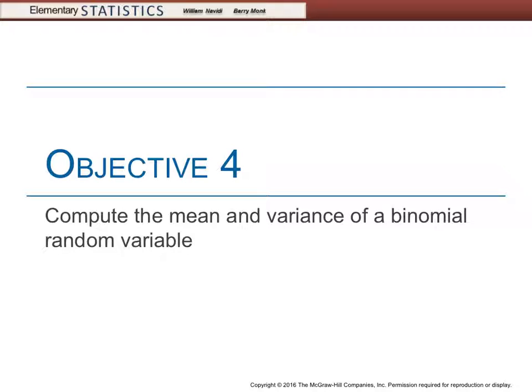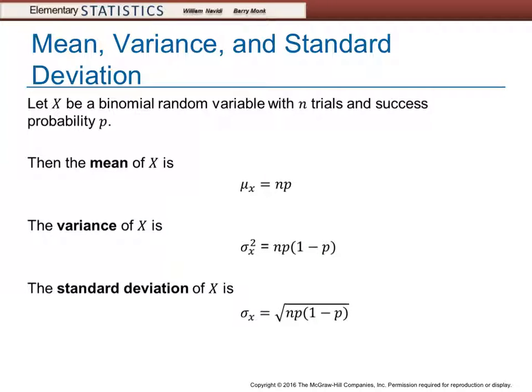Objective 4 is to compute the mean and variance of a binomial random variable. The mean, variance, and standard deviation of a binomial random variable with n trials and success probability p are relatively easy. The mean value is just the number of trials times the probability of success. Very simple. The variance is just n times p times the probability of failure. And if we take the square root of that, we get the standard deviation.